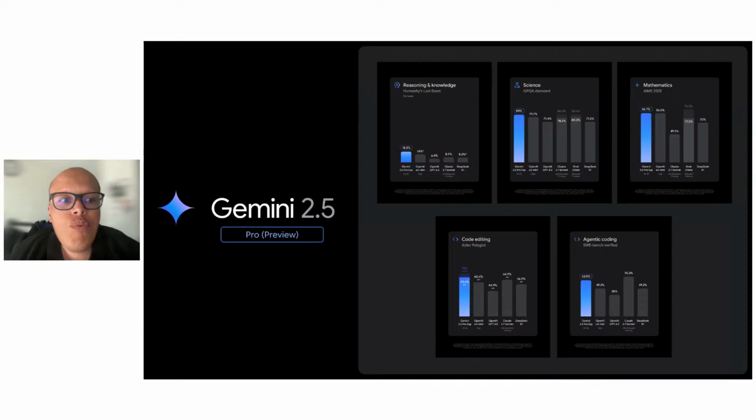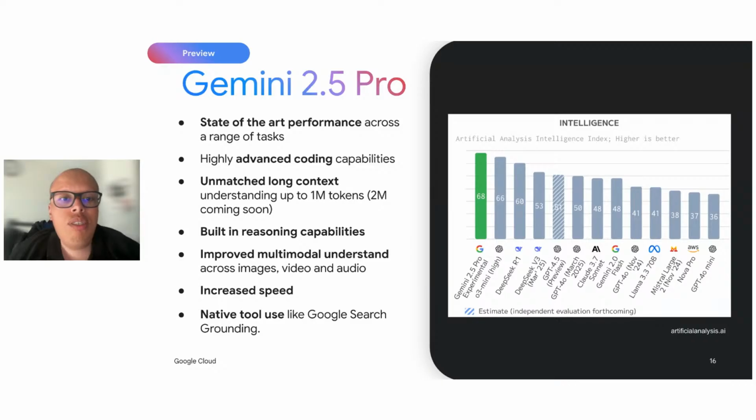Okay. If we focus on Gemini 2.5 Pro, these are the numbers of at least the preview version. So it is leading in all of the benchmarks, whether it is reasoning and knowledge, science, mathematics, agentic coding, or code editing. So you can see here, this is a screenshot from Artificial Analysis, which is a very respected benchmark as well. You can see that 2.5 Pro is the de facto leader here. So we have state-of-the-art performance across a range of tasks.